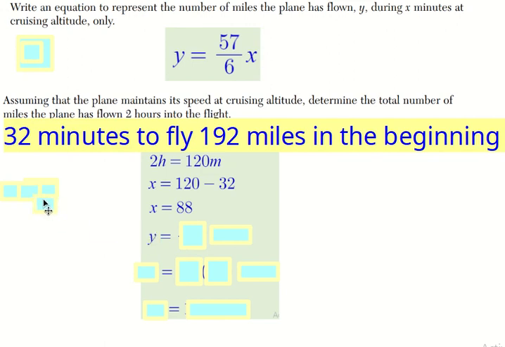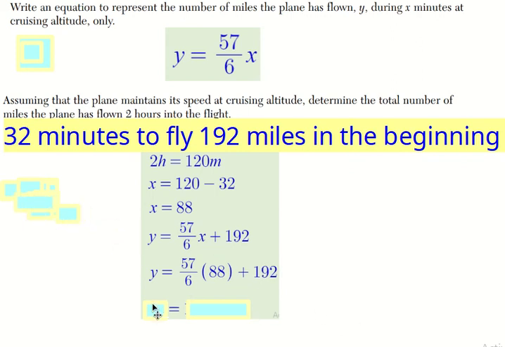So we take our equation, y equals 57 over 6 times x. But the other detail is, in that 32 minutes, we flew 192 miles. So we've got to add the 192 to this equation because that happened in the first 2 hours. And that. So we have y equals 57 over 6 times the 88. And then we add the 192.